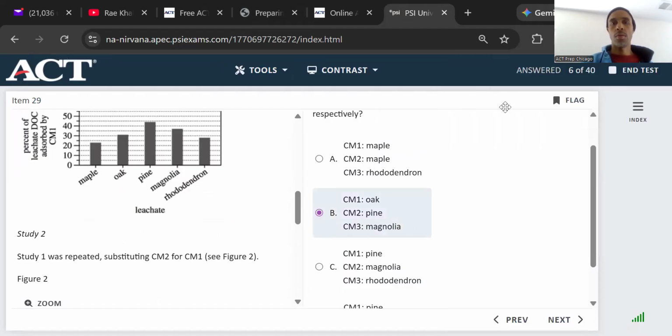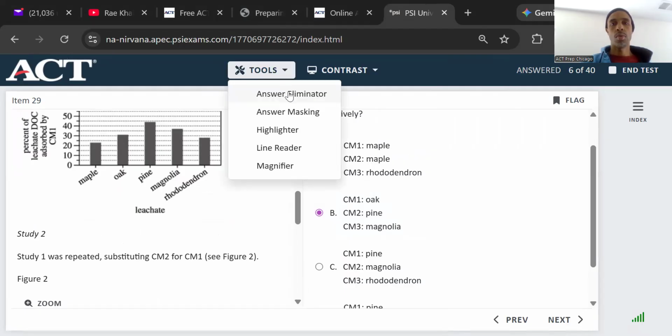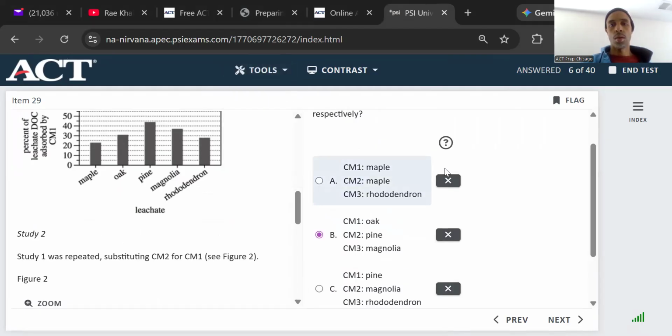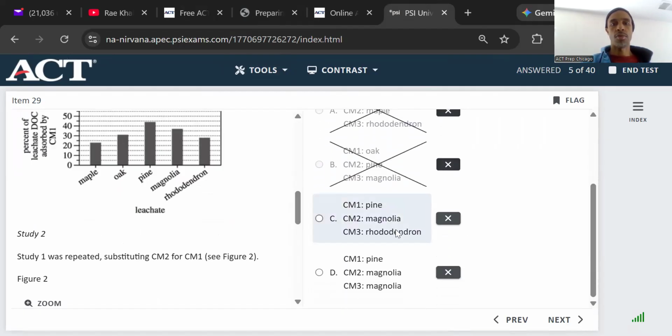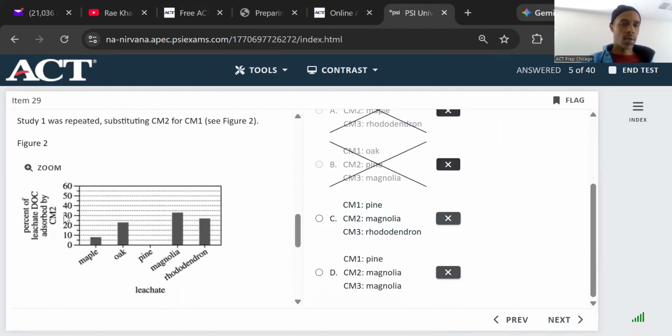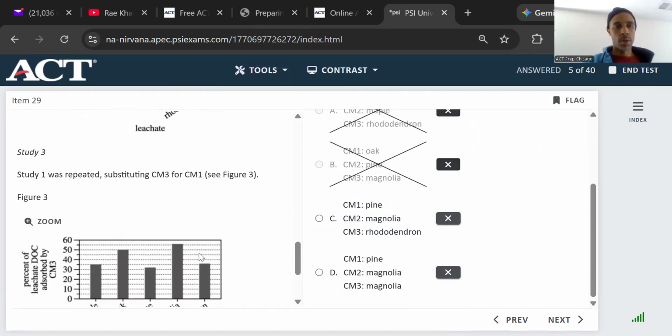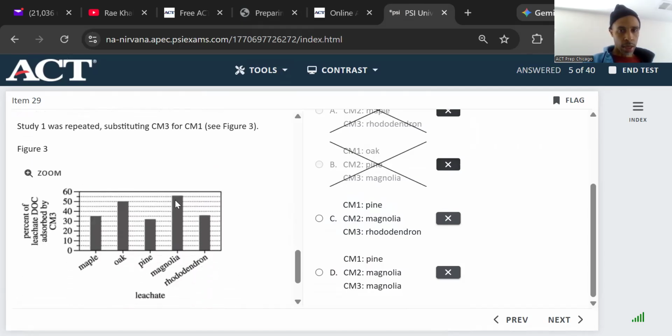So if we use our answer eliminator tool, we know this is gone and this is gone because pine should be CM1. That's the highest absorption. CM2, which is study 2, the highest one is magnolia. So both of them are still in play. And then CM3, we have magnolia again. So magnolia twice. So that means that's gone. That means the correct answer for that one is D.